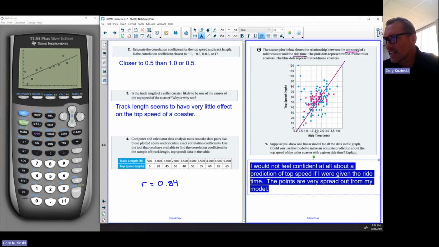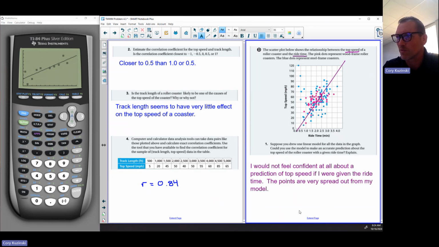It's just like, if I said the ride time was 2.5 minutes and I went up here, am I going to say it's 65 when I had something as low as 22 up to 70-something? I mean, that's a wide range. I'm not feeling it here. The residuals off that line are pretty huge.